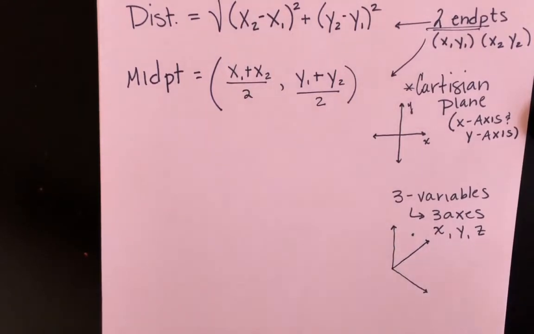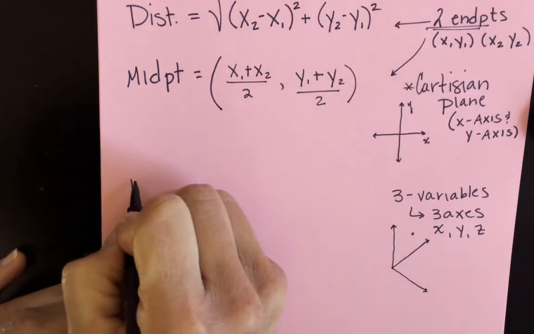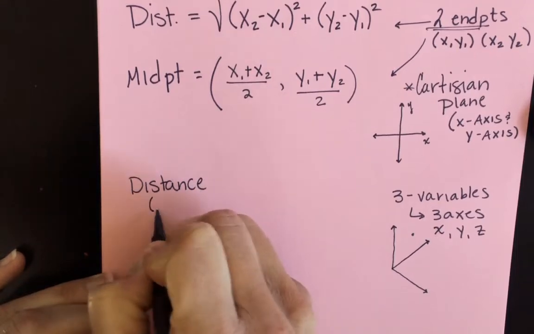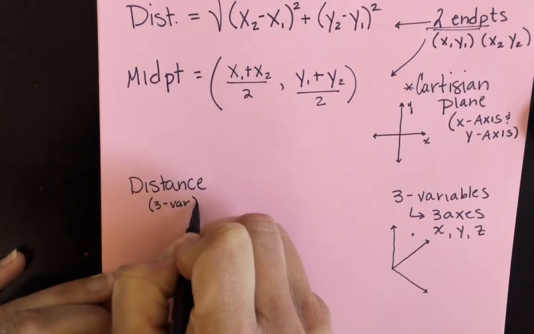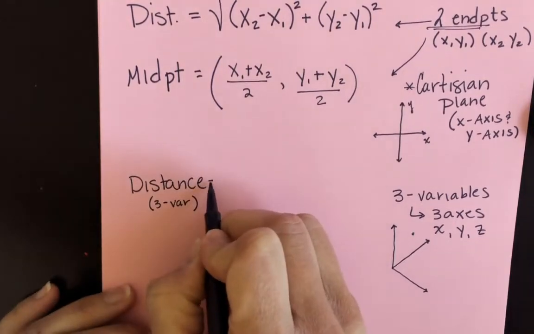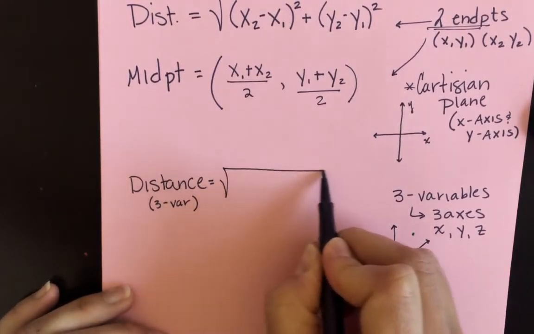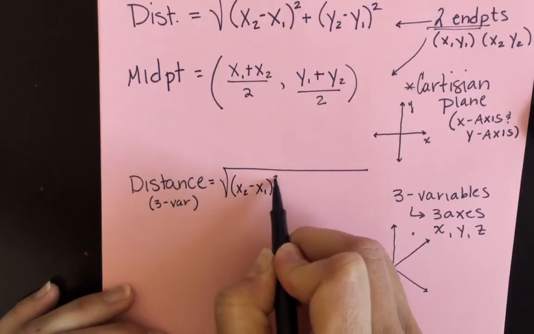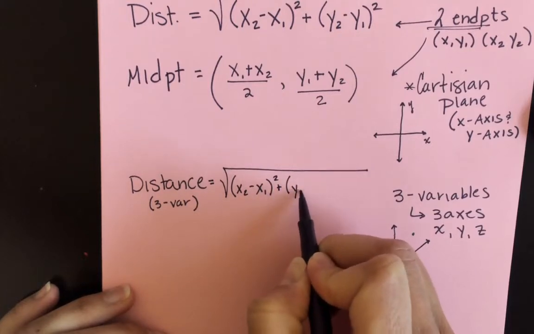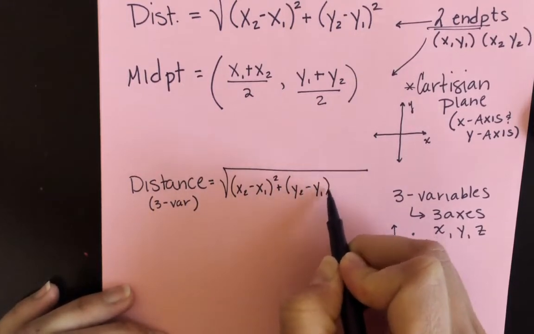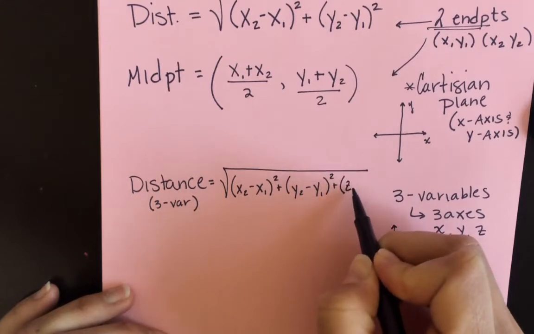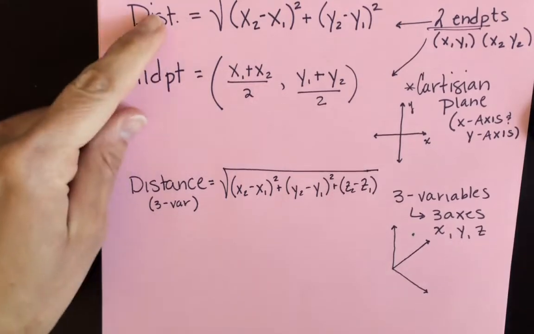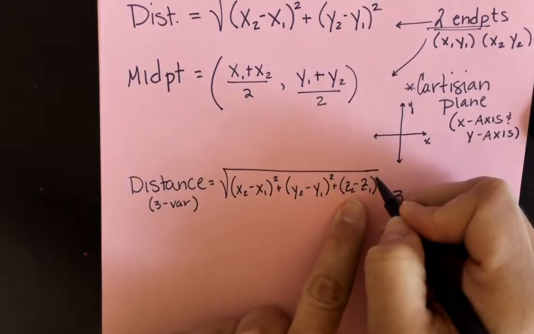So there is a distance formula for this idea that we do have three variables for three dimensions. And the only thing different is we add on the z part. That's it. Same formula, just z2 minus z1 squared.